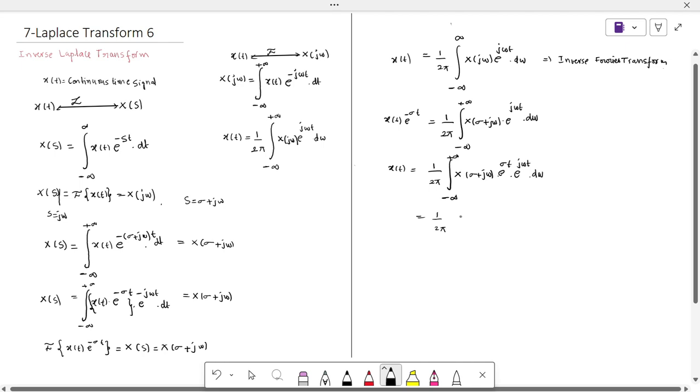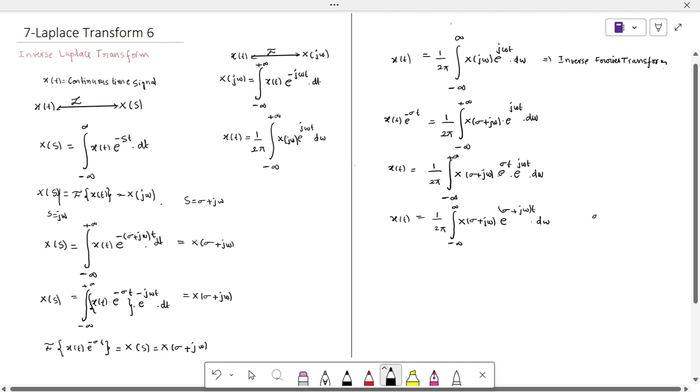So 1 by 2 pi integral from minus infinity to plus infinity of x of sigma plus j omega into e power. This is a power m into a power n equal to a to the power of m plus n. So e power sigma t plus j omega t, and t is common, so sigma plus j omega into t, into d omega. So this is equal to x of t.